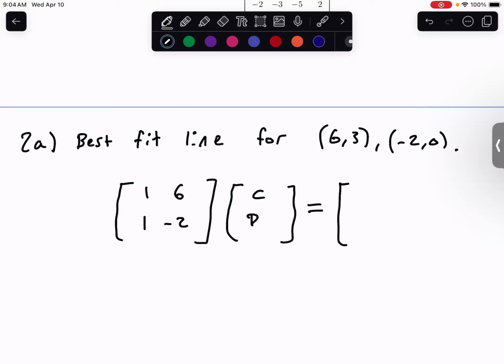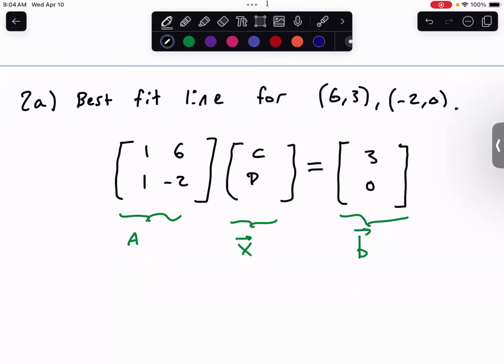And then this is going to be equal to another 2 by 1 vector, where the 2 by 1 vector is given by the y component of the data points that you have. So it's going to be 3, 0. So it comes from these 2 points or components. And so this first matrix I'm going to denote by A. The second, I'm just going to denote by this vector x. And then this is going to be denoted by B.